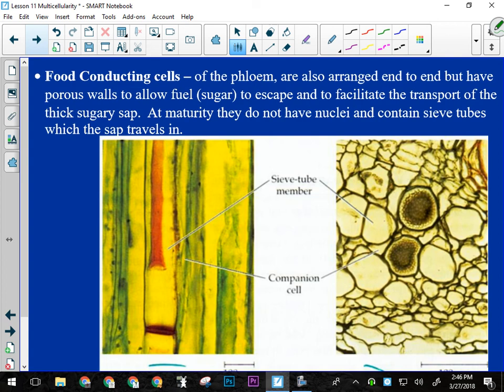Okay. And then these are the food conducting cells. They're the ones that carry the sticky sap, so they look quite a bit different because the sap in them is quite a bit more viscous.